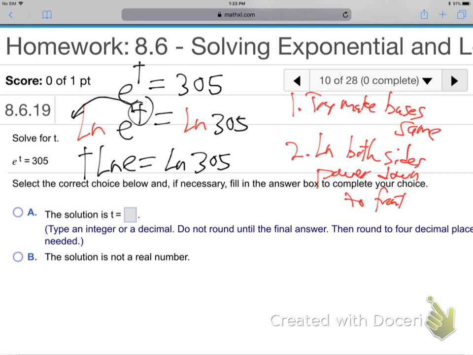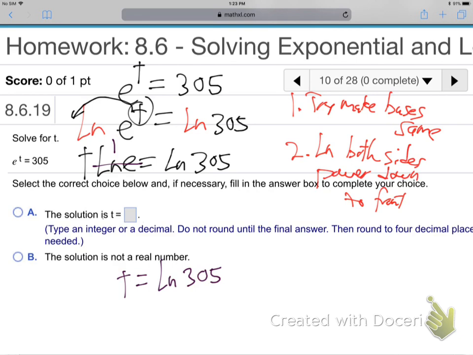Is that good to there? And what's the ln of E? How do you even do that? Let me just tell you, it's 1. Whenever you've got ln E, they're opposites of each other, is what they are. Yeah, let's just leave it at that for now. I'll explain more later. So they just cancel out, and they're just 1. So we just have T equals ln 305.